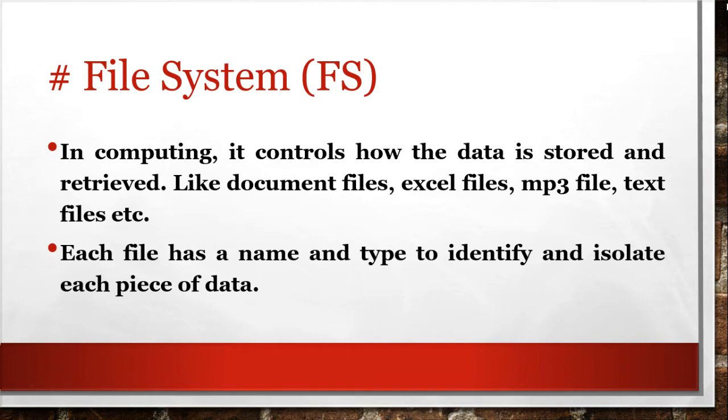For example, result.doc, result.excel. So every file is identified by a distinct name and extension. MP3 file and MP4 file, text file, .txt, .doc, etc. Every file has a particular identity that isolates each piece of data, meaning each file from other files. So before DBMS, a person could store their simple records or simple data with the file system.